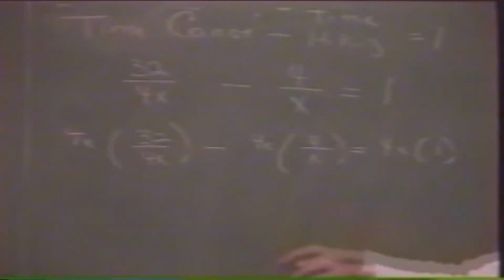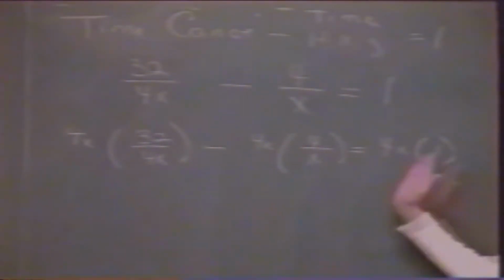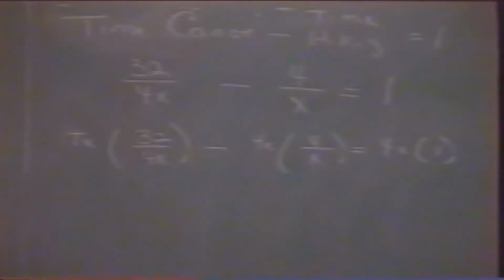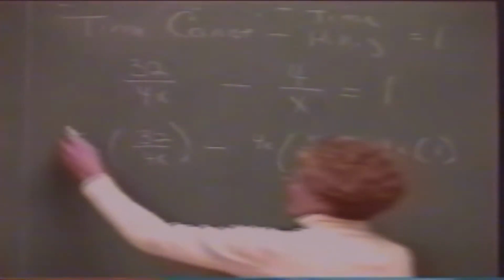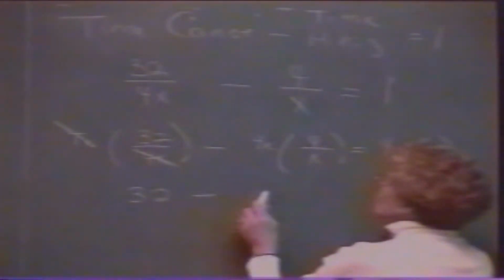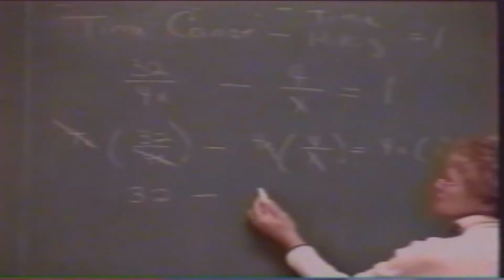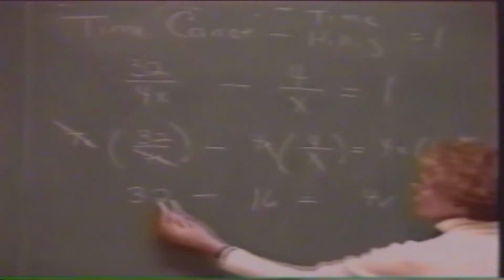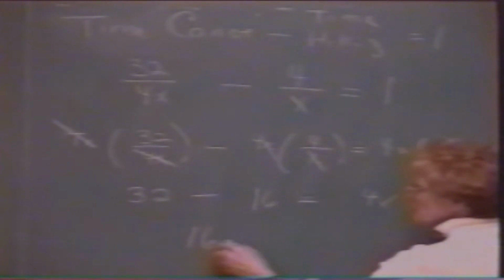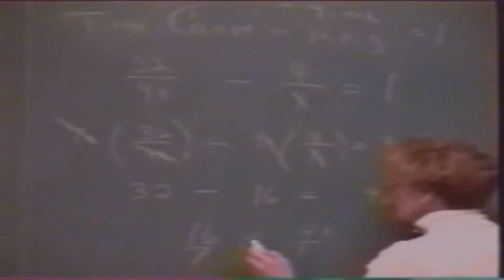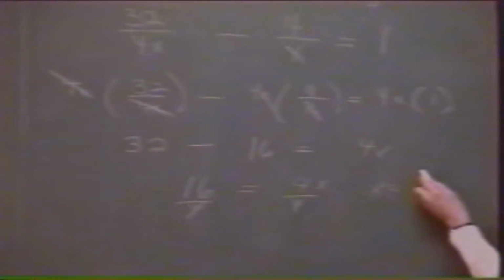What do we get for our answer to this? As far as just solving this equation, what do we get for x? Well, let's see what you get. We cancel out our 4x's. That will give us 32. We cancel out our x's here, we get 16. So we're left with 4x. So 32 minus 16 is just 16 equals 4x. So if we divide by 4, our answer is 4.